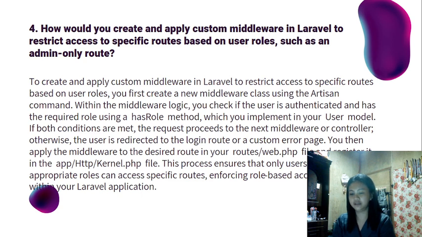You then apply the middleware to the desired route in your routes/web.php file and register it in the app/Http/Kernel.php file. So this process ensures that only users with the appropriate roles can access specific routes, enforcing role-based access control within your Laravel application. This process allows you to restrict access to certain parts of your Laravel application based on the roles assigned to users, ensuring that only authorized individuals can perform specific actions.